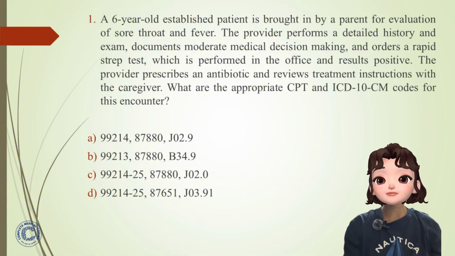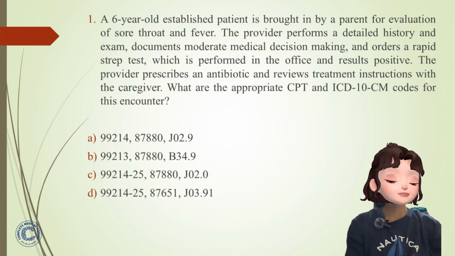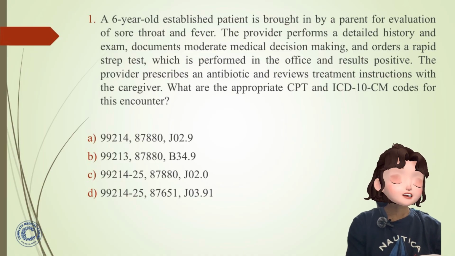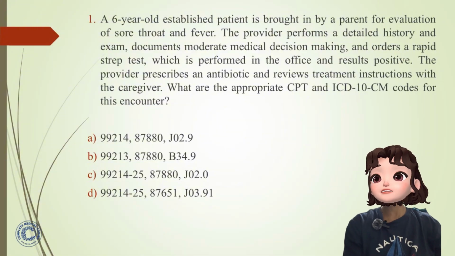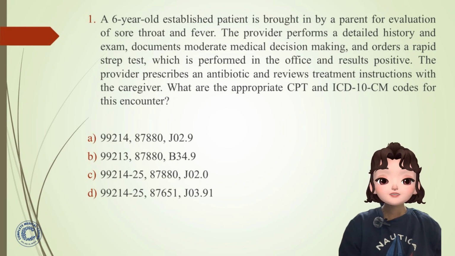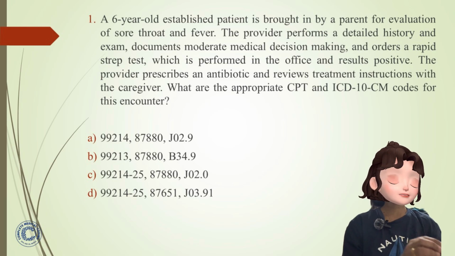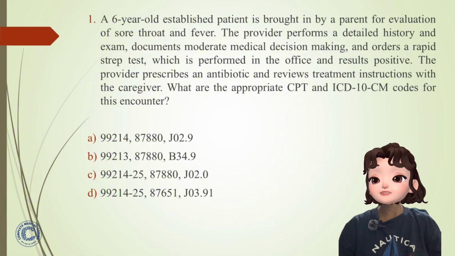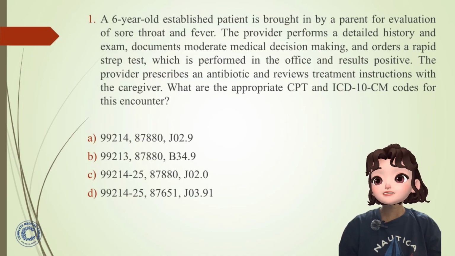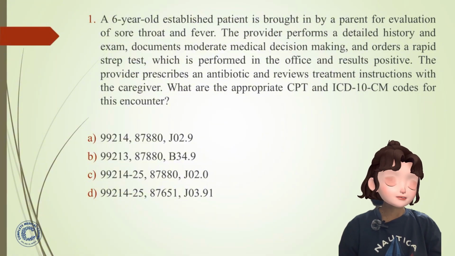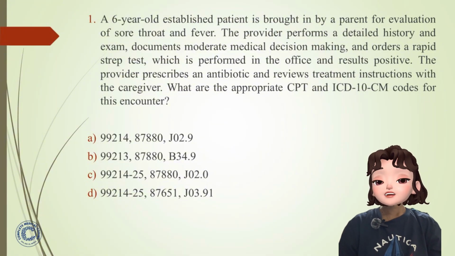What is 99214? In the question it is mentioned that there is a detailed history and examination, moderate medical decision making, moderate MDM, and the doctor has given antibiotics also. So what is 99214? Open your CPT code book and find 99214. It's the same as what is mentioned: detailed history, detailed examination, and moderate medical decision making. So that is 99214 along with modifier 25.